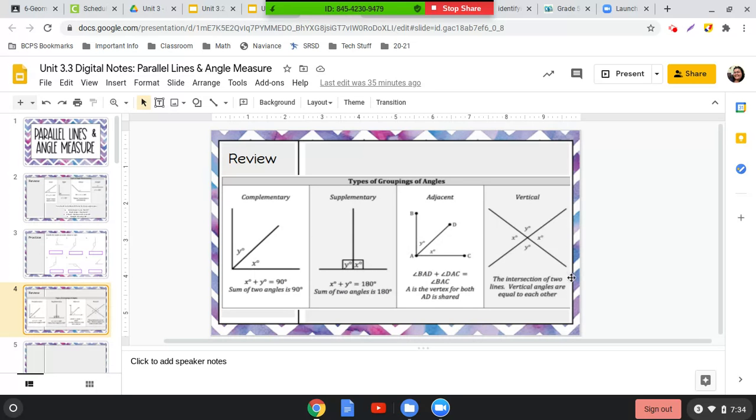And then we have vertical angles, which are across from each other. Those are created when we have two lines that intersect. And vertical angles are equal to each other. So vertical angles going across, up and down, are equal. And then the vertical angles that are going across from each other are equal.